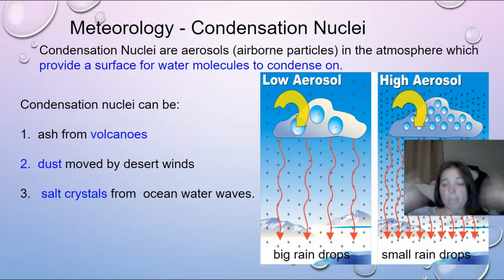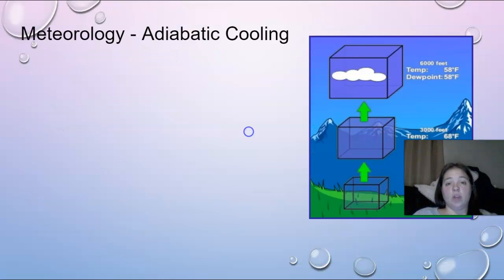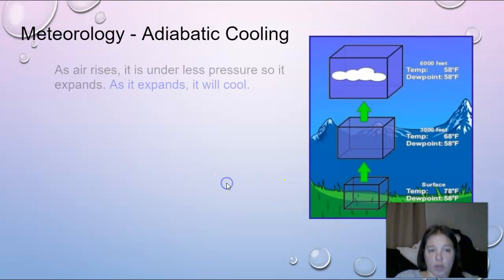Remember, when the waves crash, you've got evaporation going on. What's in the water and ocean? Well, salt's in it. Where does that salt go? That becomes condensation nuclei. And then last but not least, you have chemicals in the air. That could come from like smokestacks. It can come from cars. All of those nasty chemicals that go into the air become condensation nuclei.